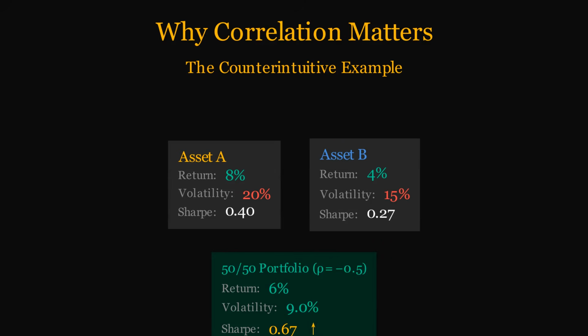But if asset A and asset B have a correlation of -0.5, combining them 50-50 produces a portfolio returning 6% with only 9% volatility. That is lower than asset B's 15% and dramatically lower than asset A's 20%. The Sharpe ratio jumps to 0.67, nearly double asset A's standalone number. The weak asset earned its place through negative correlation.